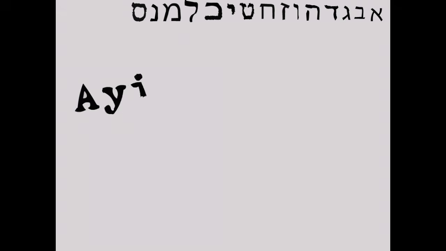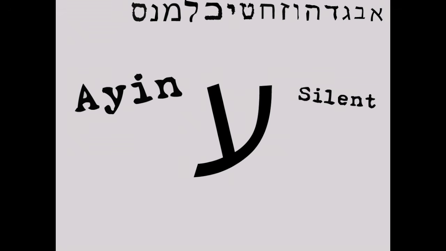And then there's Ayin. Ayin is a silent letter. Just like Aleph, it makes no sound on its own, at least no sound in English pronunciation. Ayin makes a sound only when there are vowel markers attached to it.